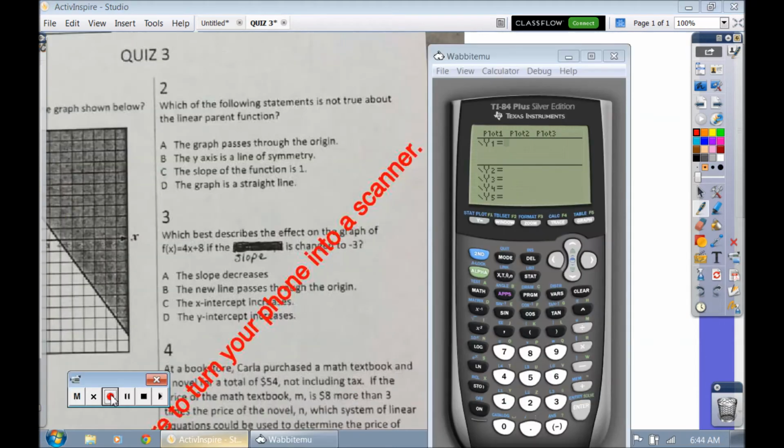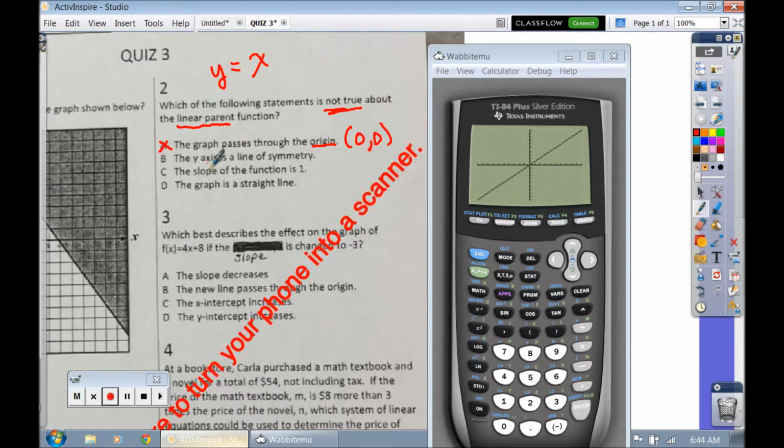Which of the following statements is not true about the linear parent function? You need to memorize that equation for linear parent function, y equals x. So we're going to graph it, see which one is not true. The graph passes through the origin, that's at 0, 0. And it passes through 0, 0. That's true. So we're going to cross it out.